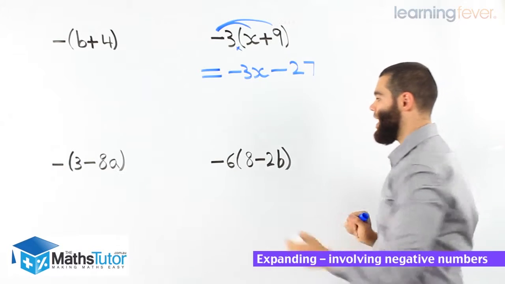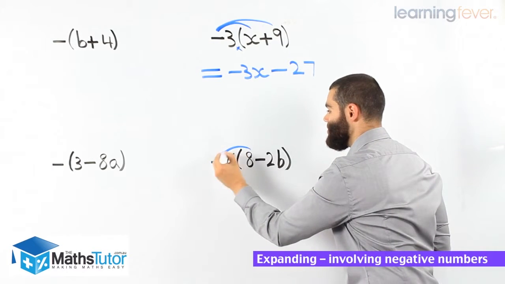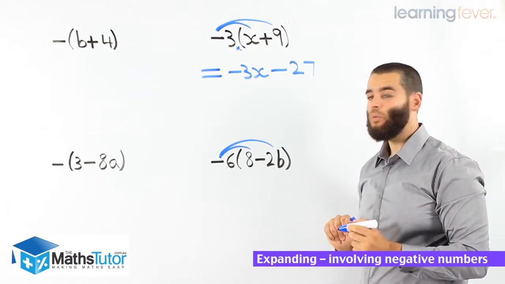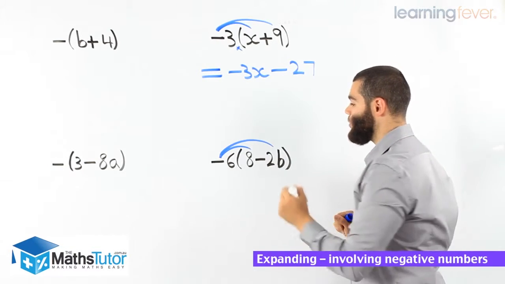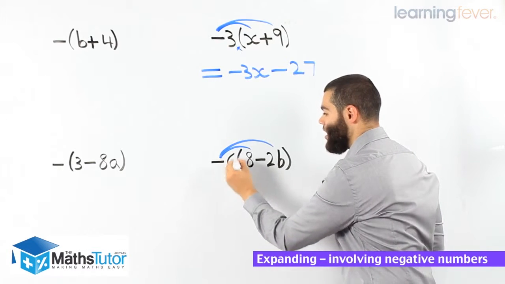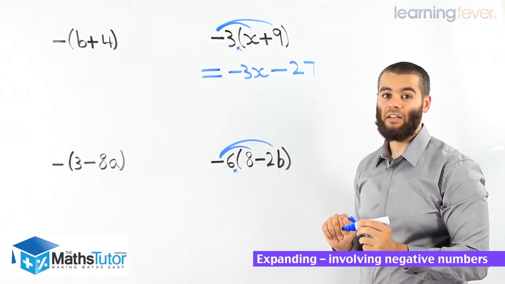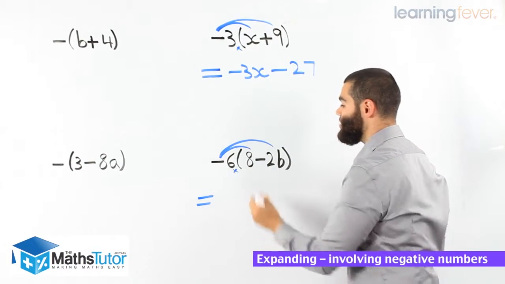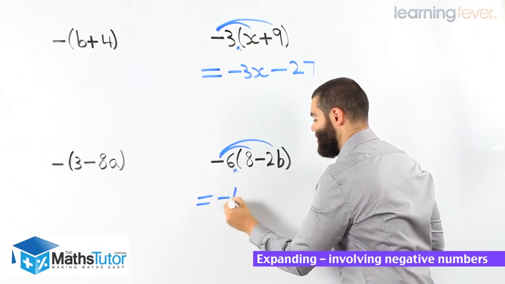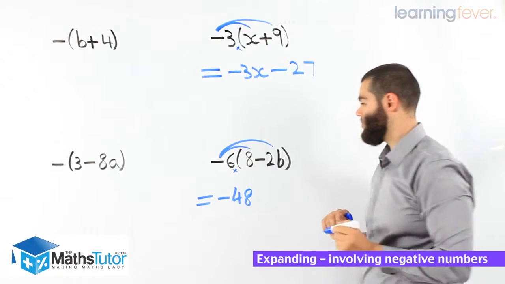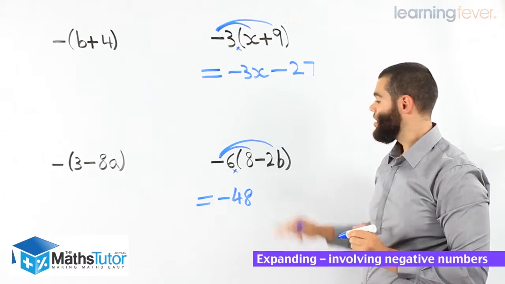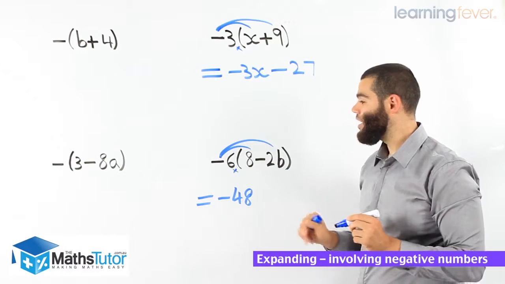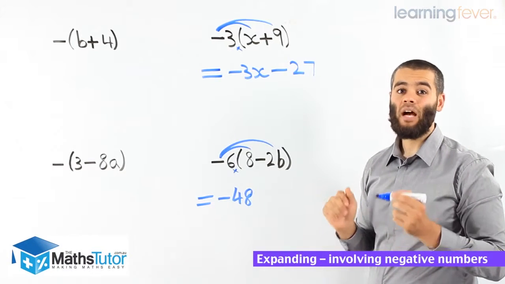Here we have negative 6 times everything inside the bracket. We're asked to expand. So to expand, we are going to remove the brackets by multiplying the outside with everything inside. Negative 6 times 8 is negative 48. Negative 6 times negative 2b. We notice that there's two negatives. A negative times a negative becomes a positive.